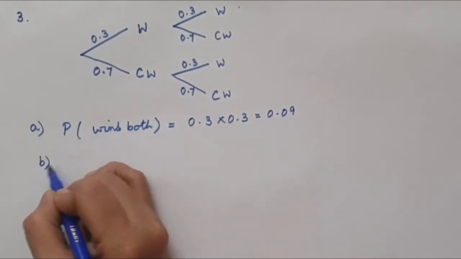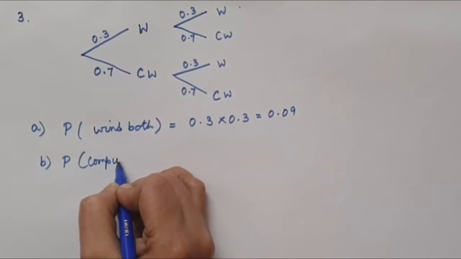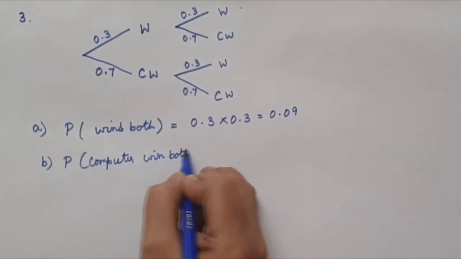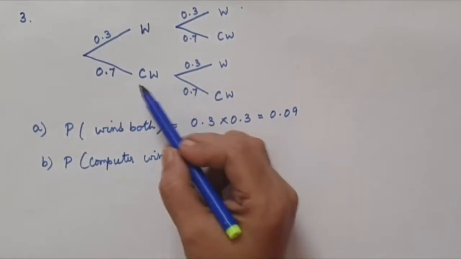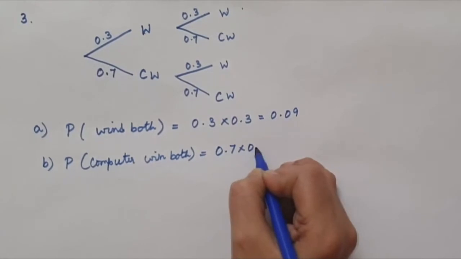Then B part, probability computer winning both. Computer winning both the games. This is computer winning. This is also computer winning. So again, along the branch, you multiply it.